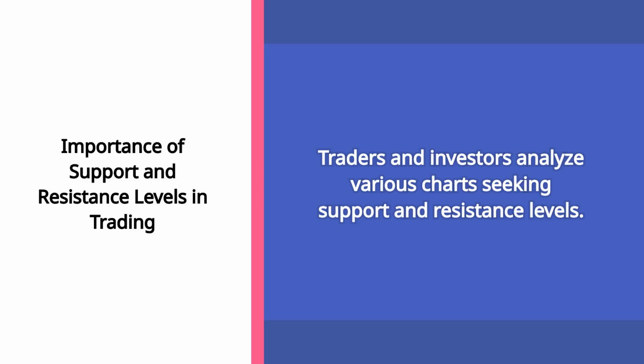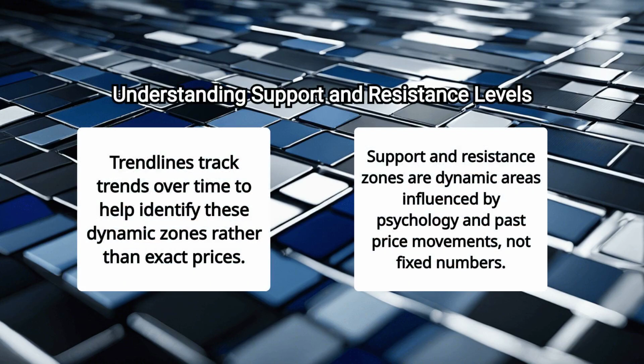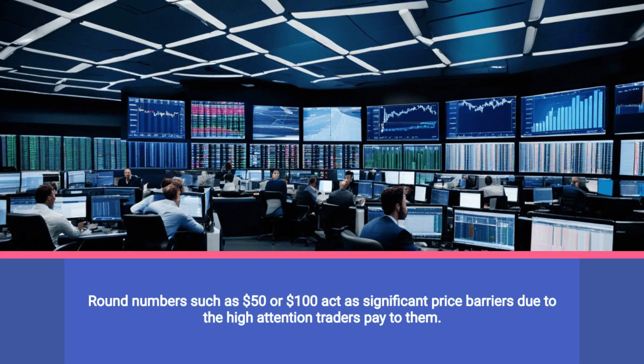Support and resistance are found everywhere, but longer-term levels are more influential. Support and resistance levels aren't fixed numbers but zones. They're influenced by how people think and past price movements. This is why they work more like areas than precise prices. Trend lines help show where these zones are by tracking trends over time. Round numbers like $50 or $100 often become strong barriers for prices. They're difficult for prices to cross because traders pay a lot of attention to them.